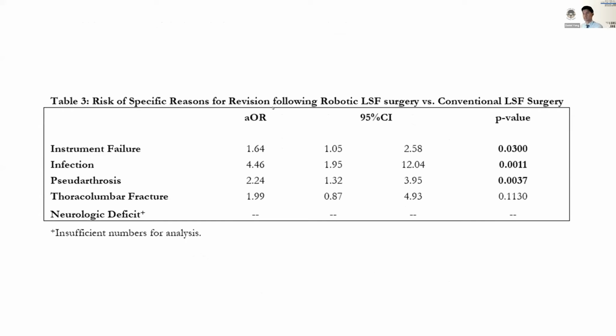When we're breaking down the revisions, most of the revisions are due to infection. There's actually a 4.5-fold increase in the risk of revision due to infection with robotic surgery.